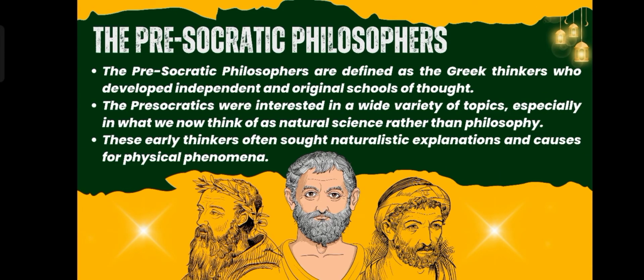The Pre-Socratic philosophers are defined as the Greek thinkers who developed independent and original schools of thought. The Pre-Socratics were interested in a wide variety of topics, especially in what we now think of as natural science rather than philosophy. These early thinkers often sought naturalistic explanations and causes for physical phenomena. They delighted in their surroundings and made an effort to explain them in their own unique ways. Through their observations, they exposed enduring philosophical issues such as the nature of the one and the many and the fundamental principles underlying all things.